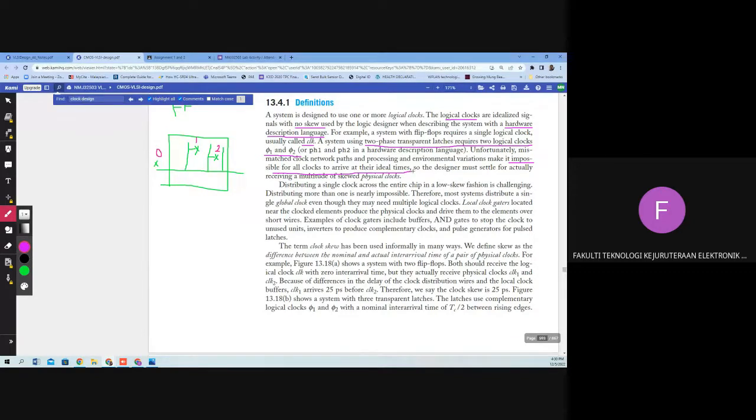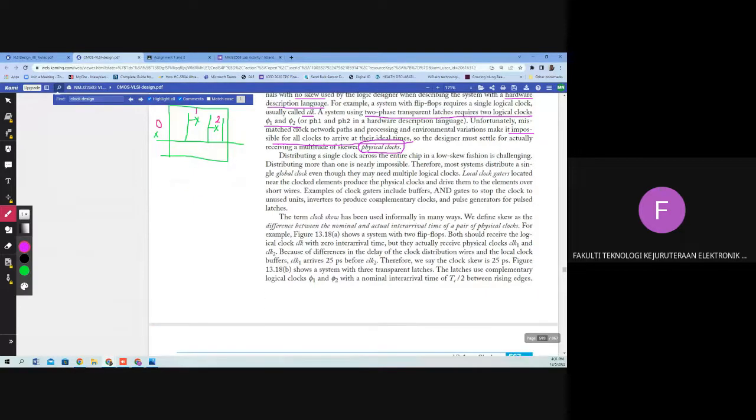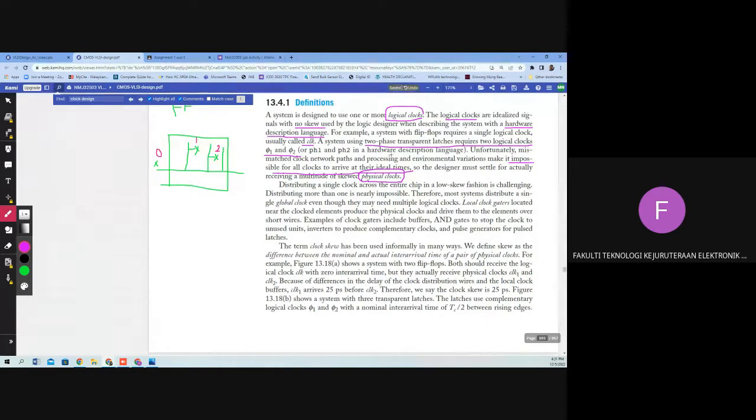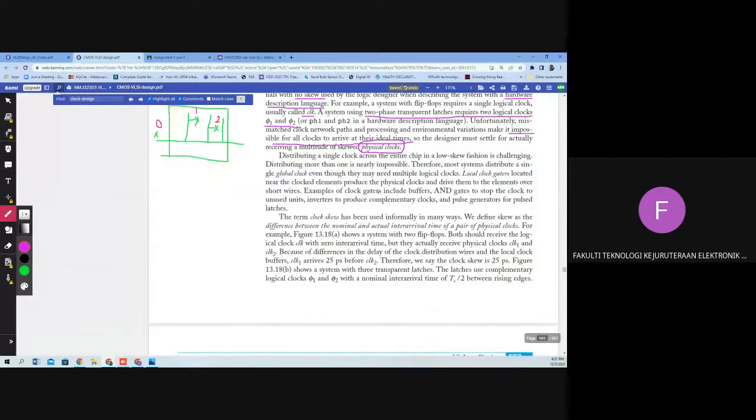So that's actually about the practicality of the clock. Designers must settle for receiving a multitude of skewed physical clocks. That's what we call the physical clock, compared to the logical clock. Normally, the physical clock is the actual clock, not the theoretical clock. When we design using HDL, we assume the clock is a logical clock, not a physical clock.